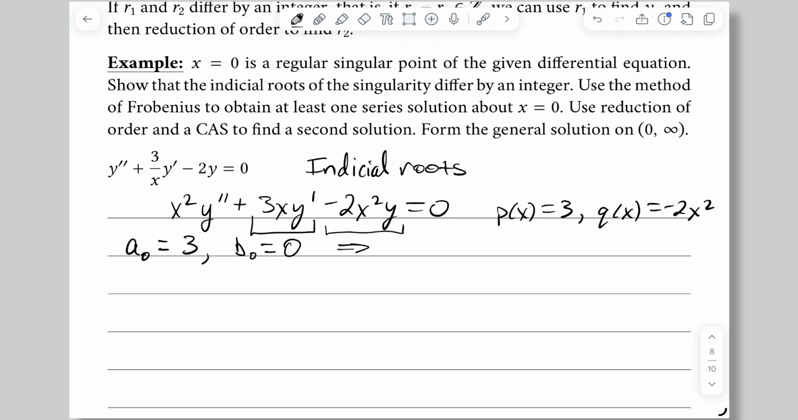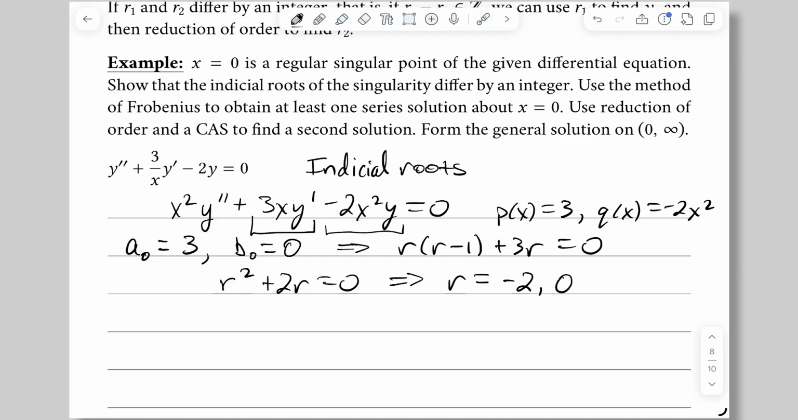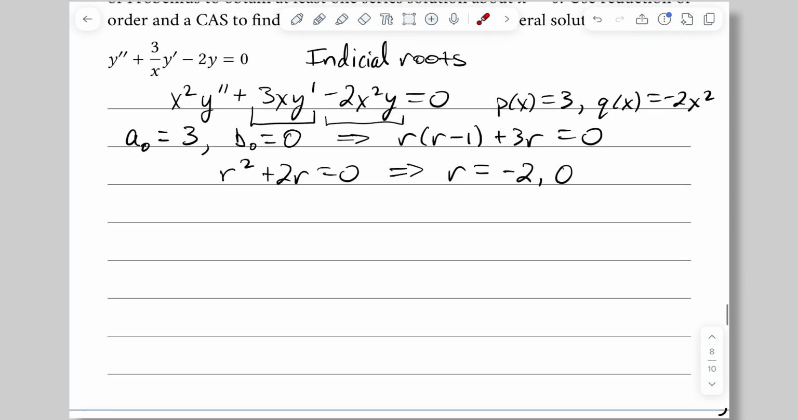We can then write down our indicial equation, which is r times r minus 1 plus 3r is equal to 0, giving us r squared plus 2r is equal to 0, and indicial roots of r equals negative 2 or 0. We'll note that they differ by an integer and set that aside for now, looking for confirmation when we do our sigma process, which we're going to do on the original equation. We don't need to do it on the beefed up equation that we created.